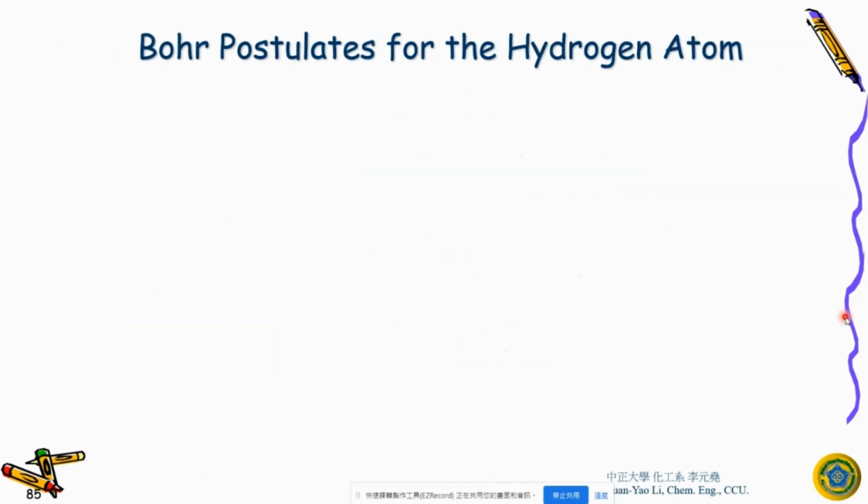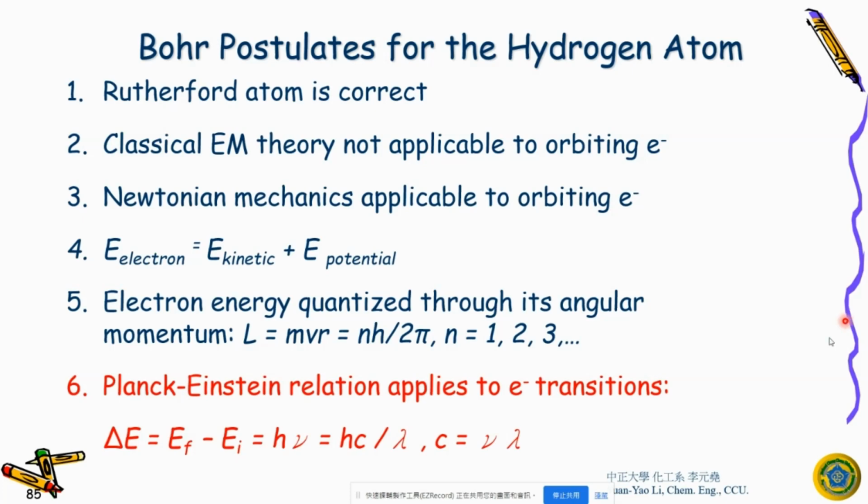So let's recall Bohr's postulates for the hydrogen model. There are 6. And in the previous slide, we used the Planck-Einstein relation applied to the electron energy. This is the postulate from Bohr, and we just derived that equation for you.